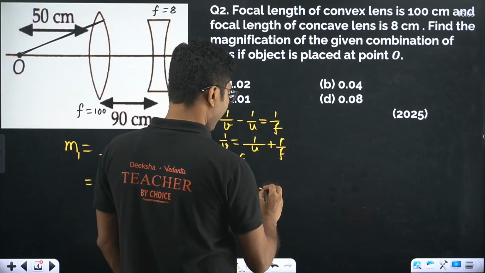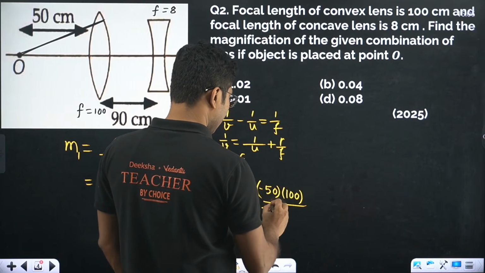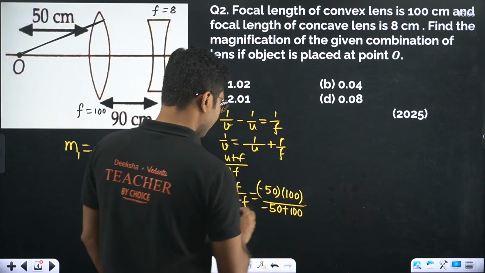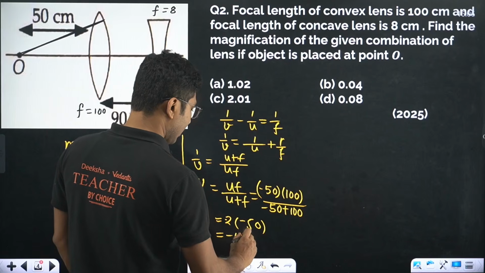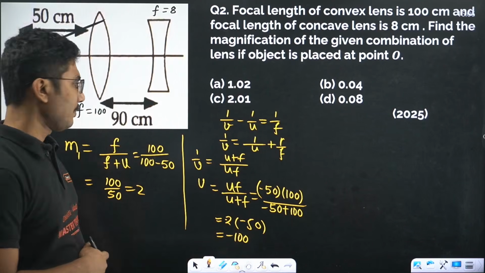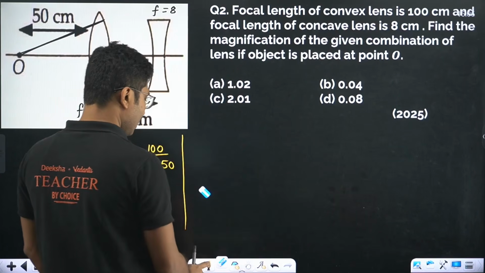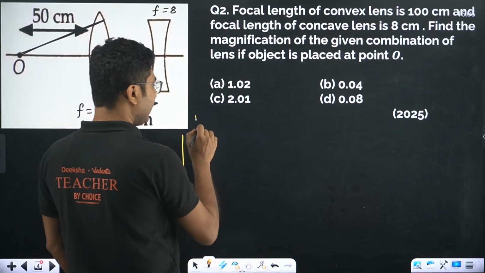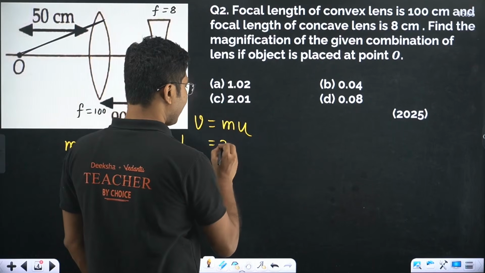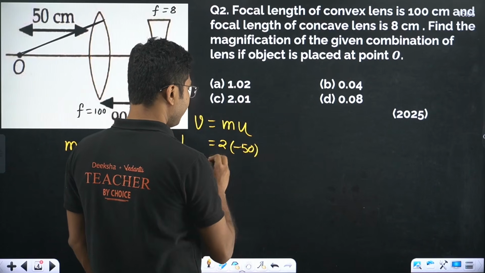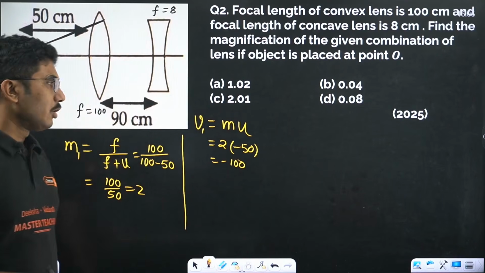Okay, so let us find the v value. u is minus 50, f is 100, divided by minus 50 plus 100. So it will be 2 into minus 50, that is minus 100. You can remember one more shortcut. Instead of doing all this, if you remember the formula to calculate magnification, then v is always magnification into u. So the magnification we have calculated is 2, u is minus 50, so v is minus 100. v will be minus 100 for lens number 1. So this is v1.